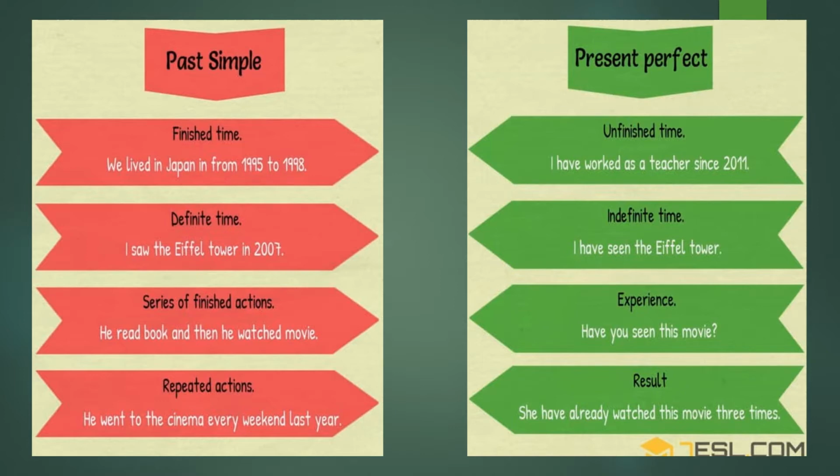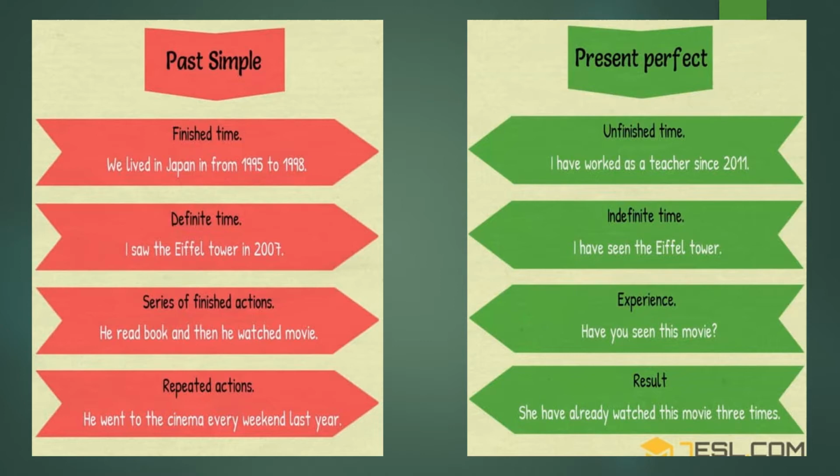Present perfect is used to talk about an unfinished time. I have worked as a teacher since 2011. So at that moment, I am saying that from that moment until now, I continue working on that. Indefinite time, I have seen the Eiffel Tower. In this case, I am mentioning that I saw it, but not the specific year like in the other example that I mentioned before. So we don't have a specific time in the past. We just are mentioning that it happened at some moment.